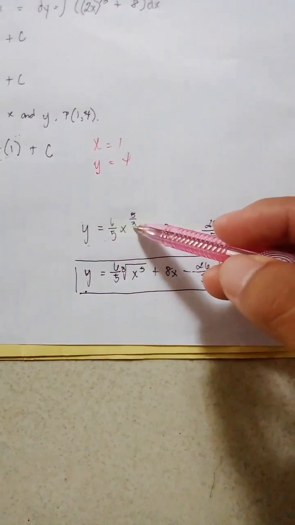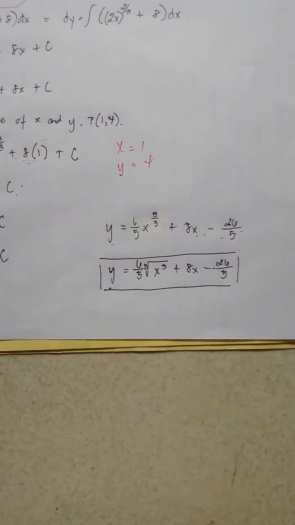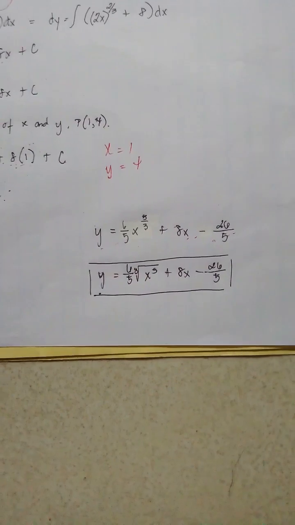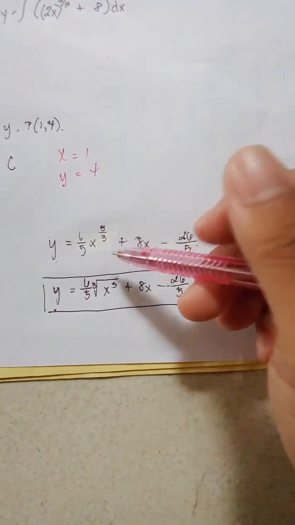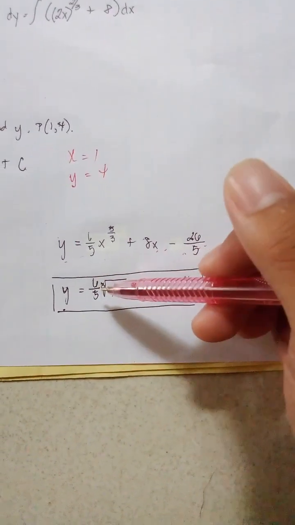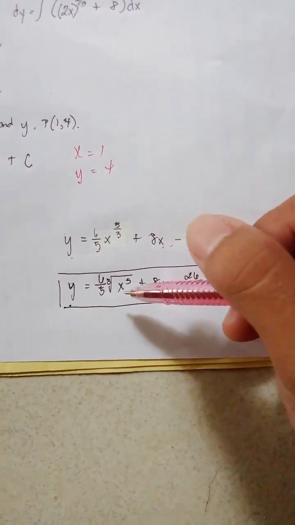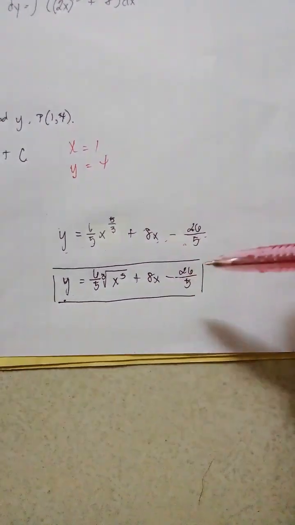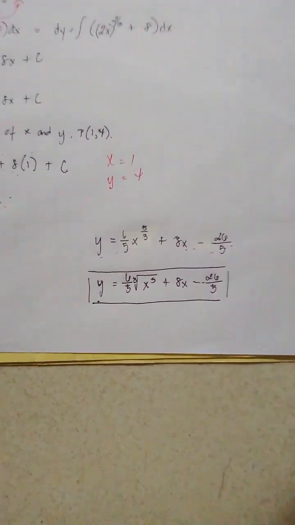And since our x is raised to a fraction, we will change it into a radical. So y equals 6 over 5 cube root of x raised to 5 plus 8x minus 26 over 5. And that's all. Thank you.